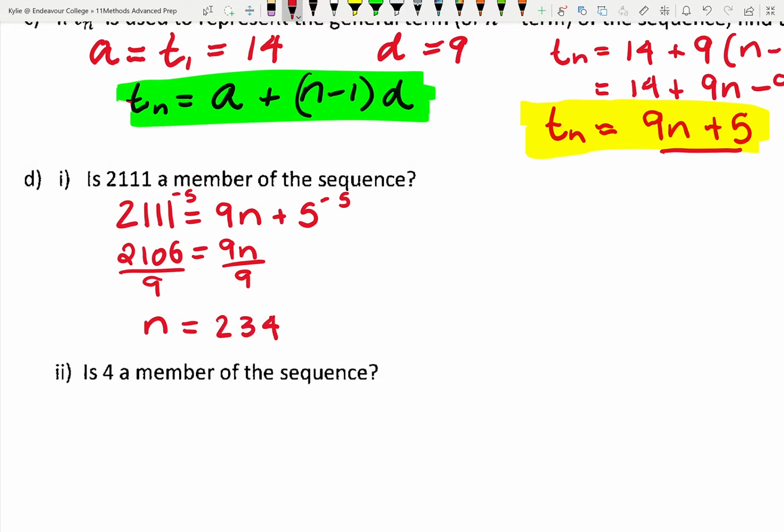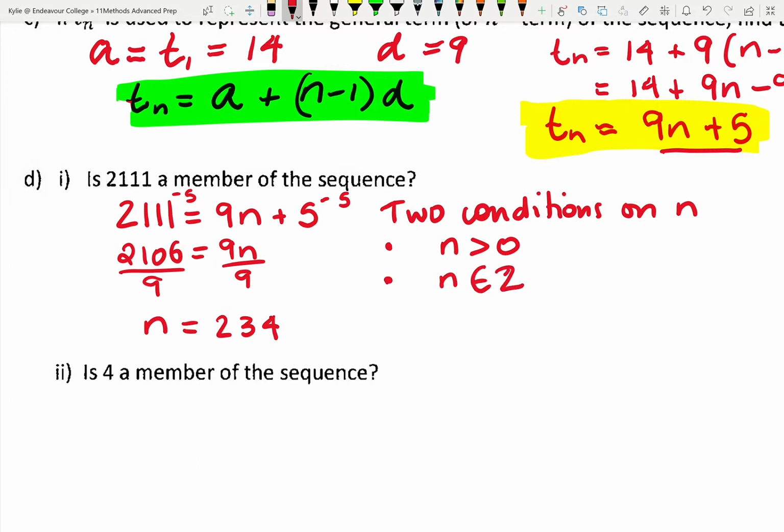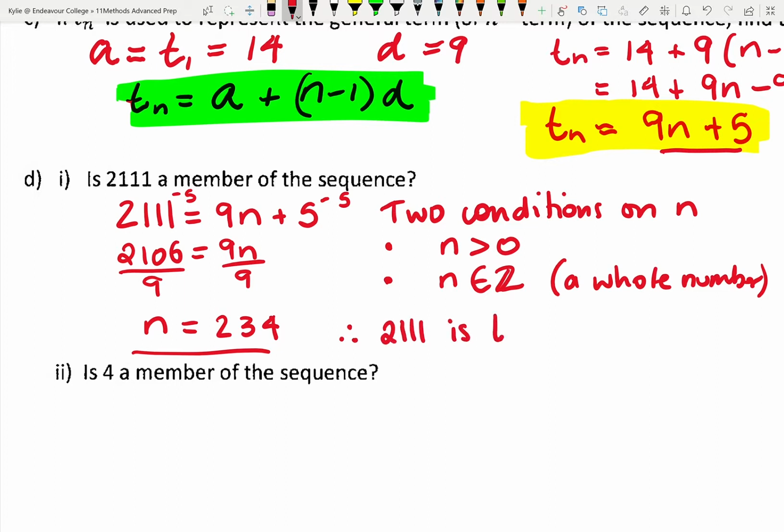Now, there are two conditions on n. First of all, n must be greater than 0. Second of all, n must be an element of the integer set, as in, it must be a whole number. In this case, n is 234, which is both greater than 0 and a whole number. Therefore, 2111 is T234 and is a member.